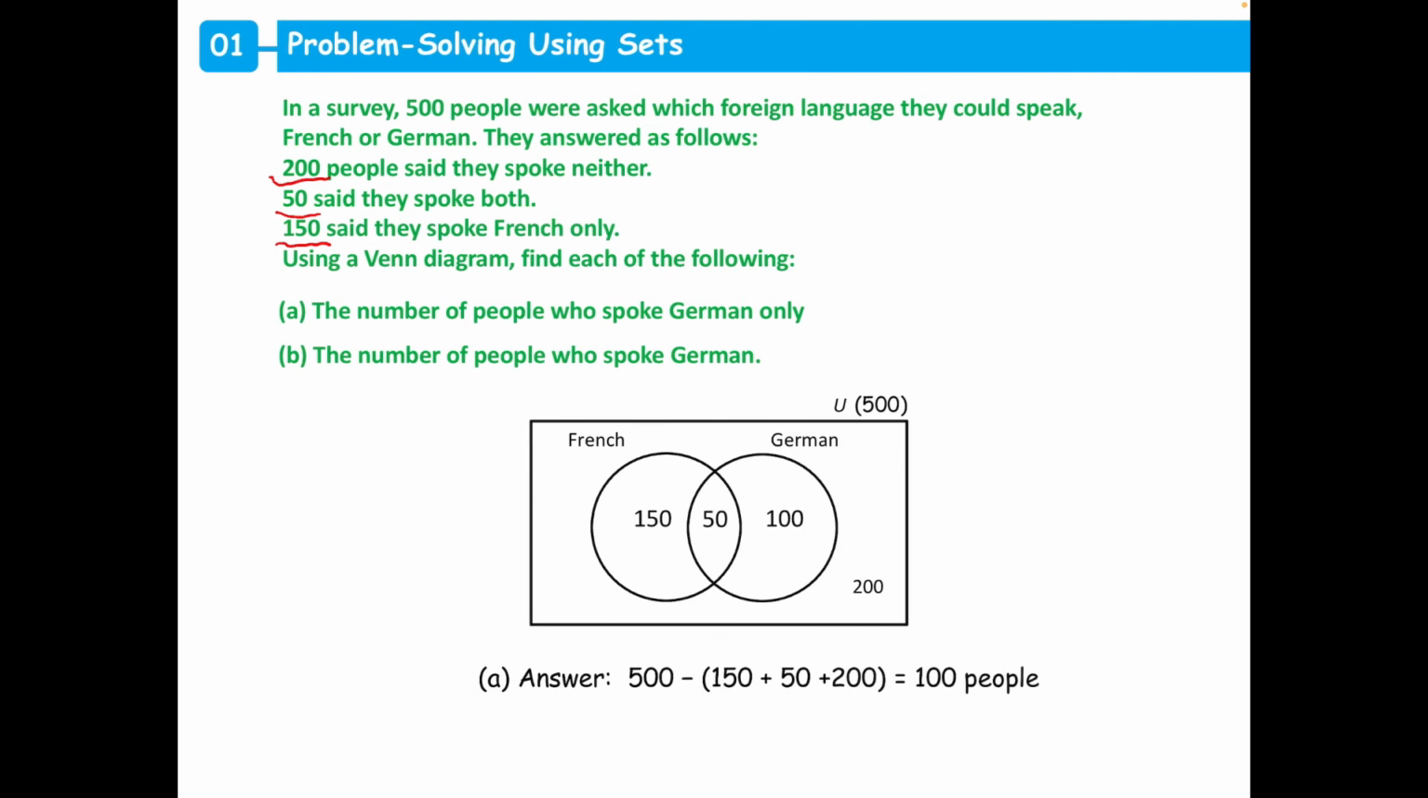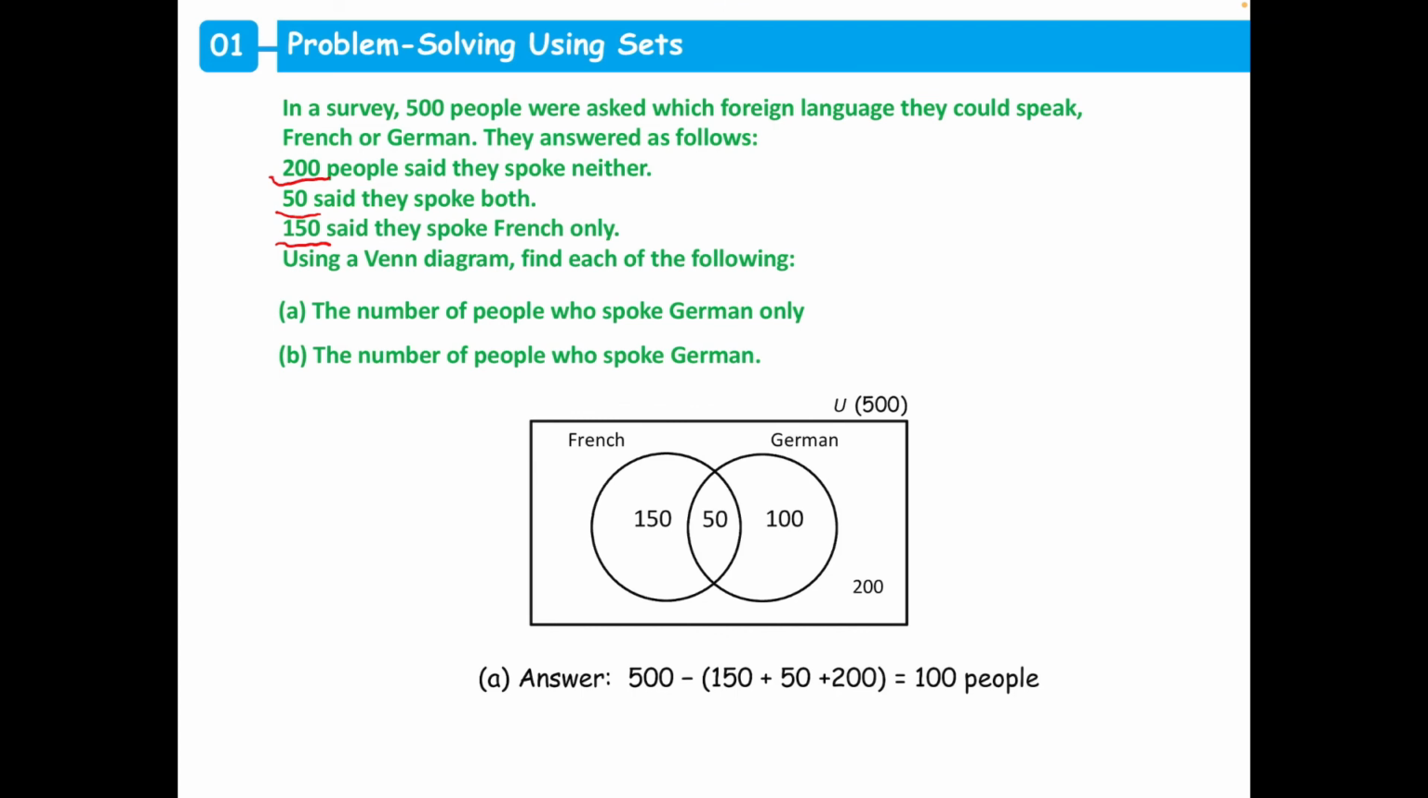Let's look at how we find answer A, the number of people who spoke German only. We know that the total number of students is 500. To find the number who only spoke German, we take away the students who spoke French, the students who spoke both French and German, and the students who spoke neither language. This gives us 500 minus 150 minus 50 minus 200. We're left with 100 people who spoke German only.